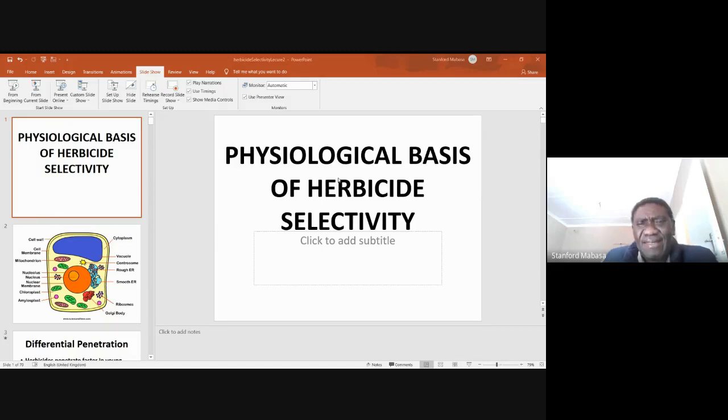The third thing is about herbicide metabolism, how herbicides, when they enter the plant system, get broken down into various products. And it is the third bit, which is a bit long.